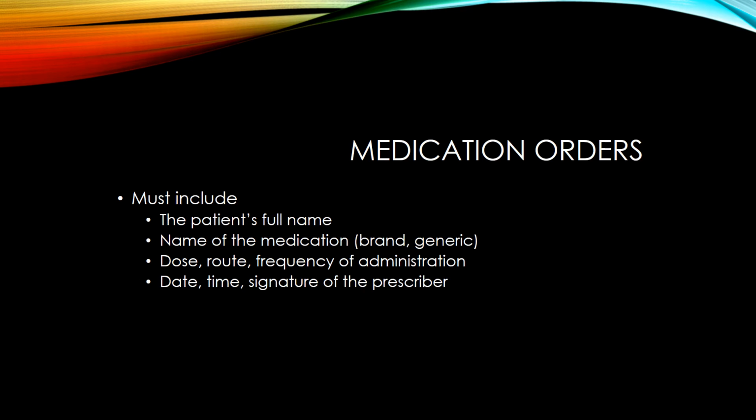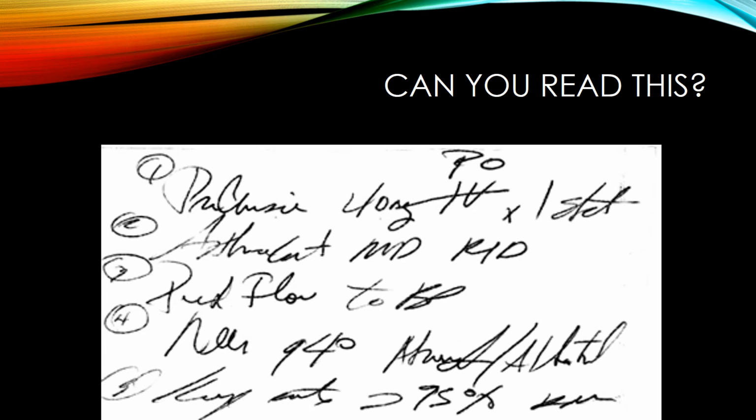Okay, medication orders must include the patient's name and the name of the medication. You may see brand or you may see generic. Dose, route, frequency of administration, the date, the time, and signature of the prescriber. So here's an example of an order. And I've been around doctors' writings for a long time.